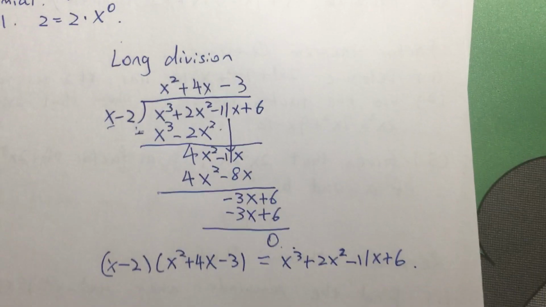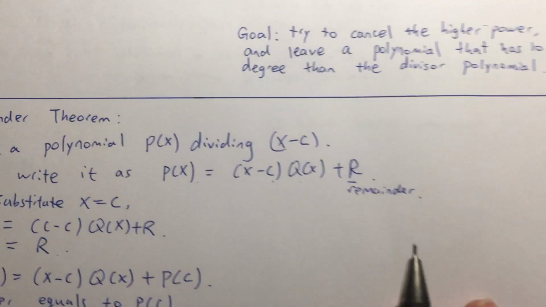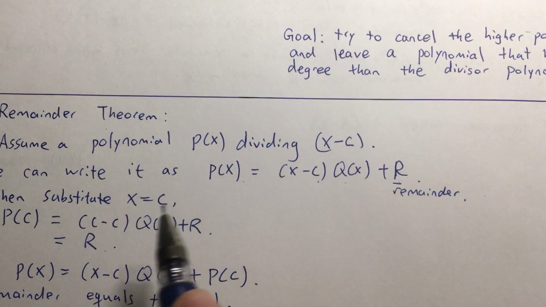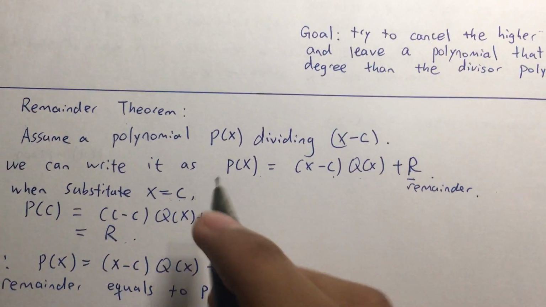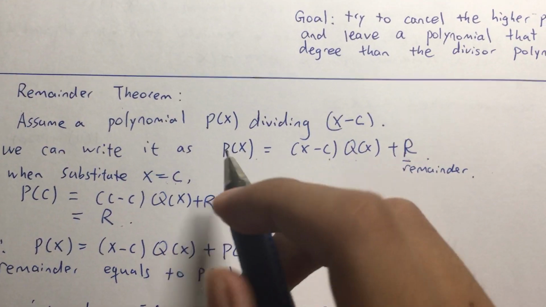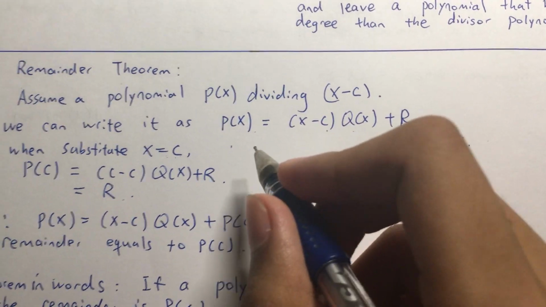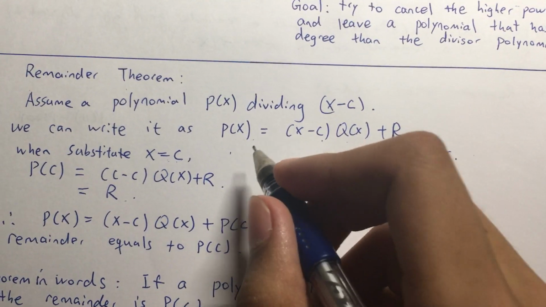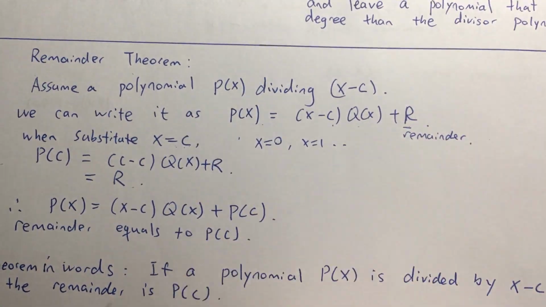In this case, the remainder is just 0, so we don't need to add anything. Now we substitute x equals c, because we know for polynomials, x can be any real number, and you can pick any number you want. So you can pick x equals 0, x equals 1, or anything.